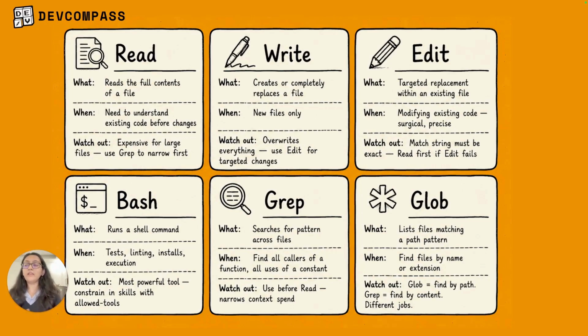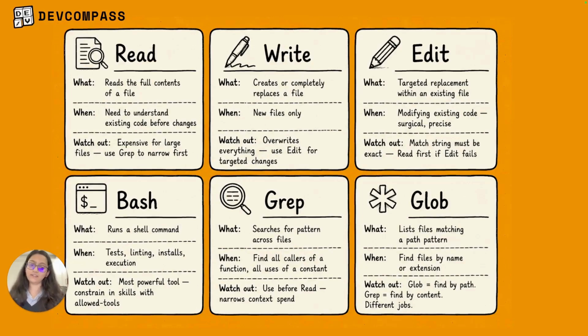Our fourth tool is bash. It runs a shell command, so you can use it for running tests, starting services, installing packages, running the linter, anything that requires execution. What you need to watch out is bash is the most powerful tool in this list. It can do anything a shell command can do. That's why your claude.md constraints and your skill allowed tools matter most for bash. If a skill doesn't need to run commands, please don't include bash in the allowed tools.